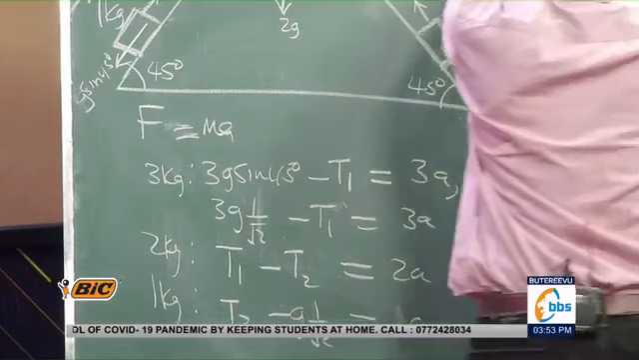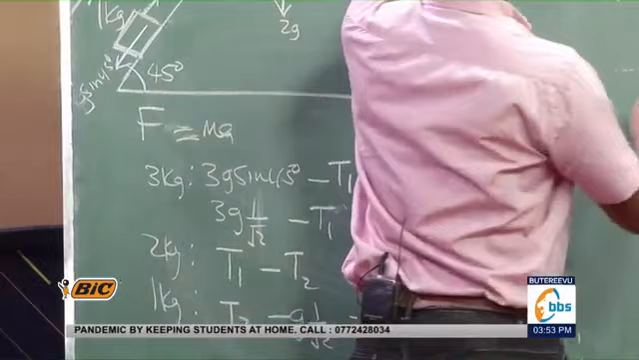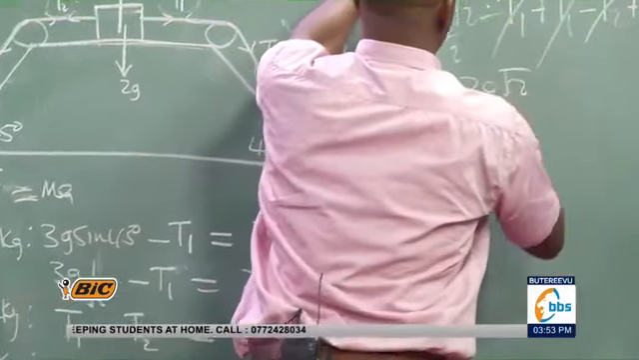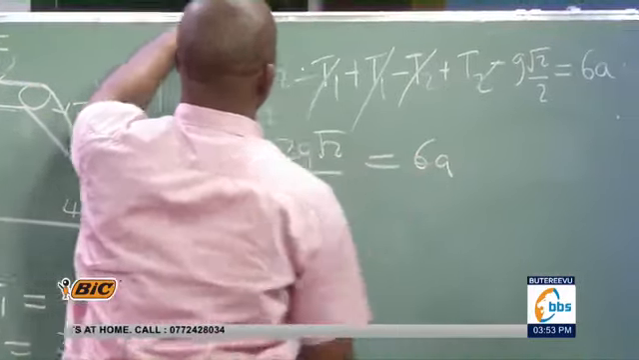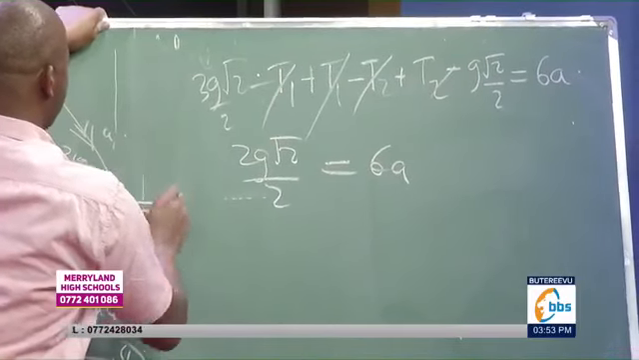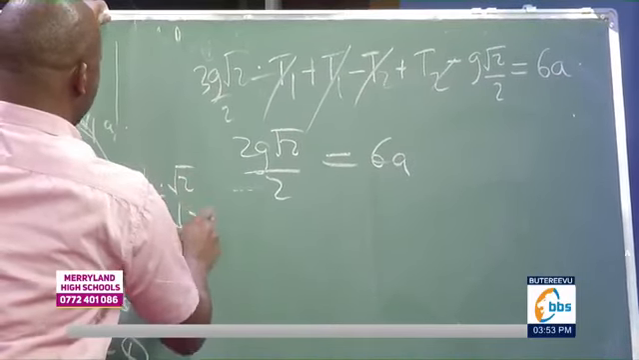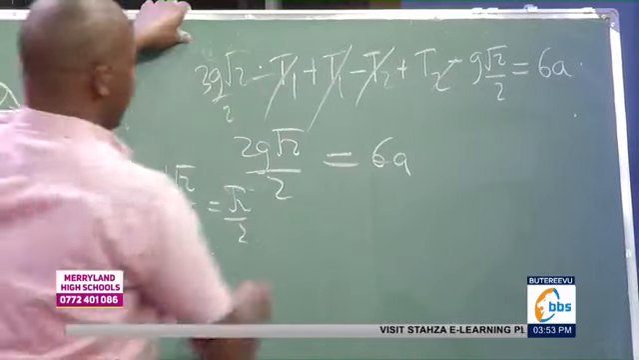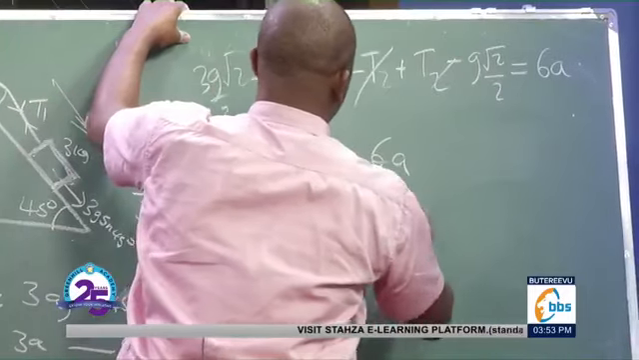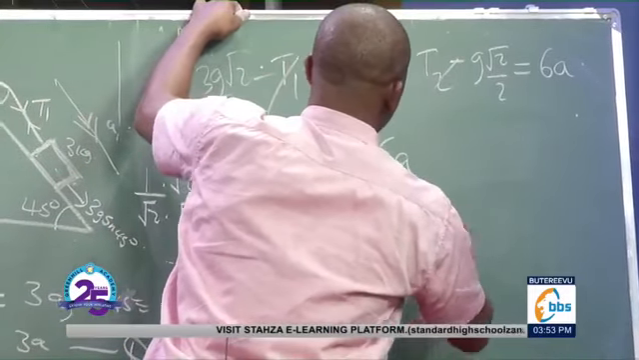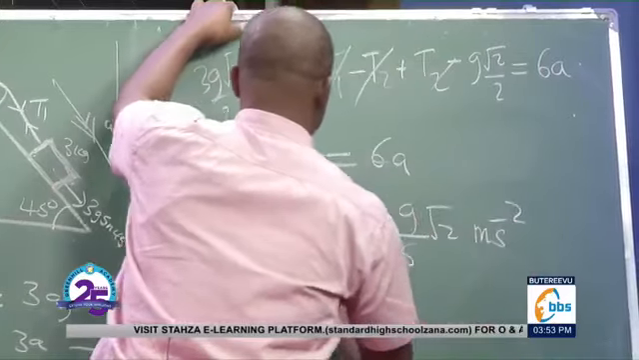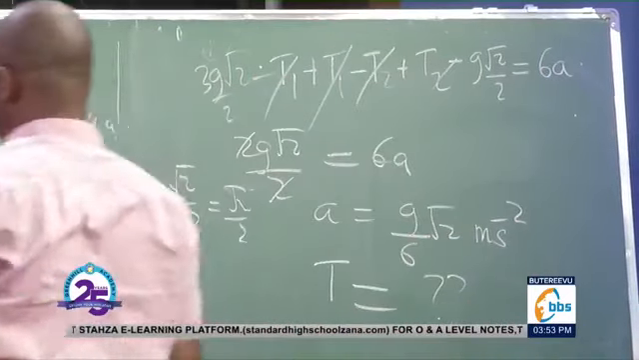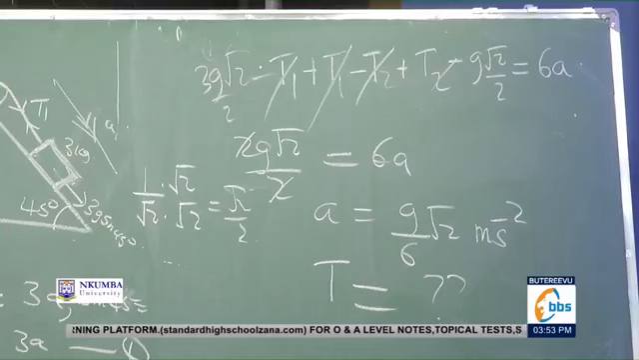The tensions will cancel, and this will give us 2G root 2 out of 2 being equal to 6A. Notice that 1 out of root 2, if we rationalize it, it will give us the root 2 out of 2. That's why I've substituted that. These 2 will cancel, and the acceleration will be G out of 6 root 2 meters per second squared. If you back substitute, you can get T1 and T2 respectively in the different numbers.